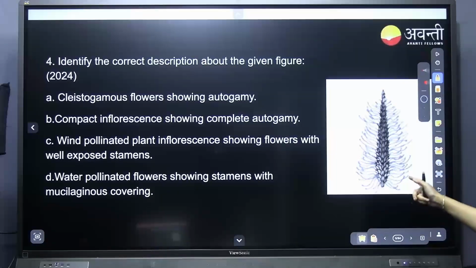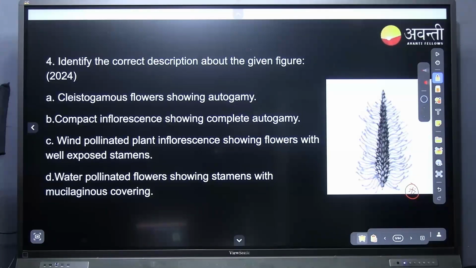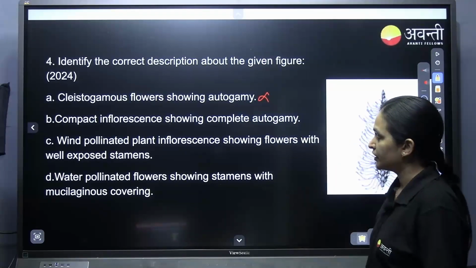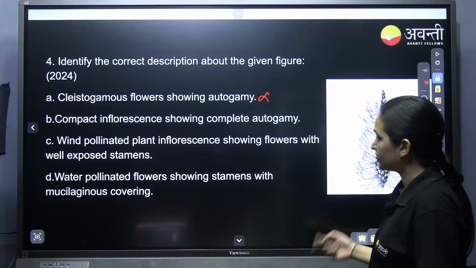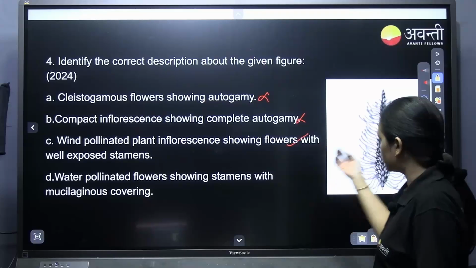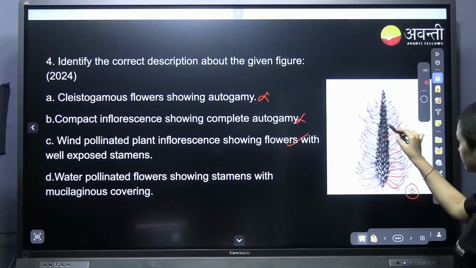Identify the correct description. See this diagram, and tell me which of these things holds true for this particular diagram. Is the diagram visible? It's an inflorescence. Option A, cleistogamous flower showing autogamy? No. Compact inflorescence showing complete autogamy? No. Wind pollinated plant inflorescence showing flowers with well exposed stamens? True. See, they are well exposed stamens, like this.